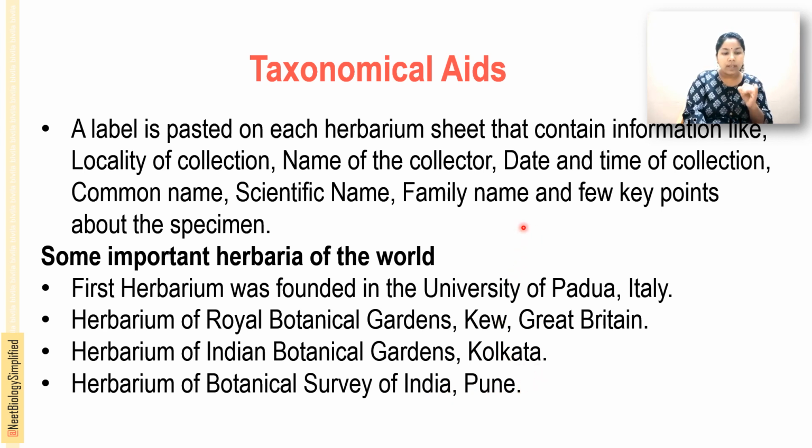Collection of the specimen, then preparation of the specimen, that is, it is pressed and dried to remove the water content, then it is pasted on herbarium sheets of 23 by 41 cm. After pasting, it should be sprayed with fungicide to avoid fungal growth. Then it is labeled properly, and the label contains information regarding the place of collection, the name of the collector, date and time of collection, common name, scientific name, family name, and a few key points about the specimen.